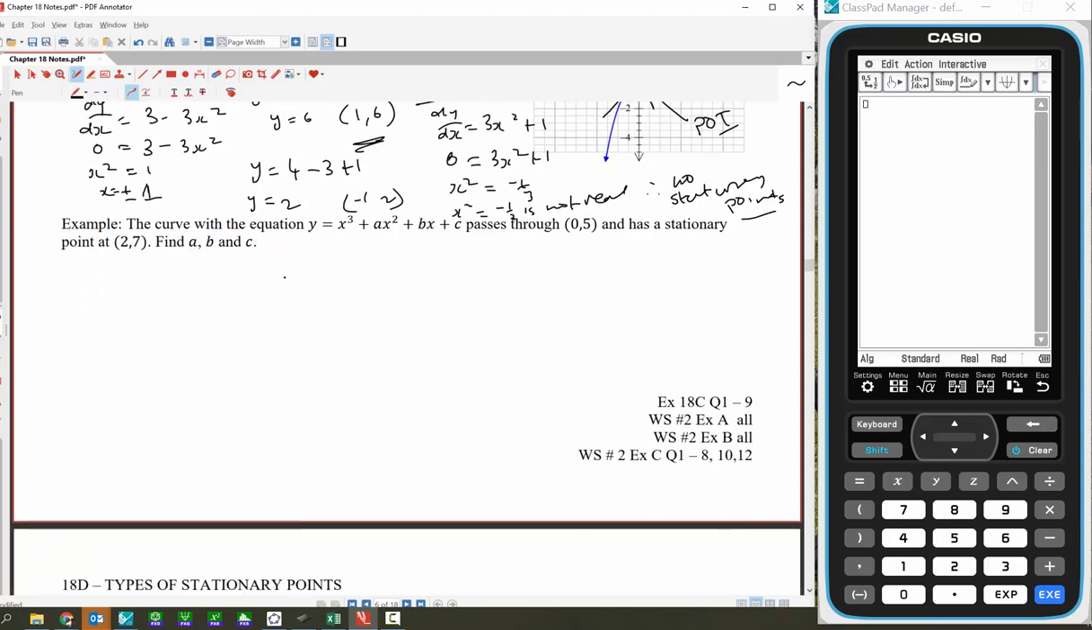All right, the final question is your classic simultaneous problem. The curve with the equation blah blah blah passes through (0, 5). So let's write it out with its y-intercept. Therefore, c equals 5. Make sure you write that down because we need to find a, b, and c. So I've found c. Then we'll sub (2, 7) into the function because I know it goes through (2, 7).